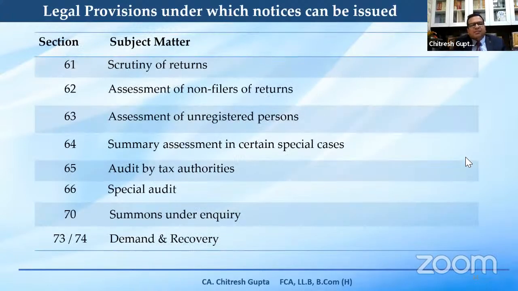तो सर अगर हम notices की बात करें तो there are various sections under the GST law which contain the provision related to notices, like scrutiny of returns, which also contains the provision of notice, then assessment of non-filers of return, in this the notice is issued under section 46, then assessment on registered person, then assessment in certain special cases, audit by authorities. If the authorities want to do audit, they have to give me the notice in a specific form. Then special audit, then summons are also issued under inquiry, then demand and recovery. So different kinds of notices and show cause notices are being issued to the taxpayer.